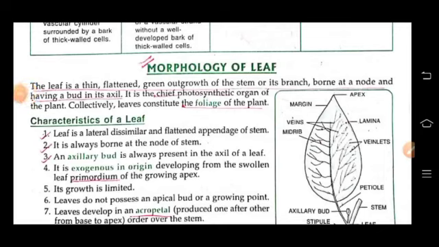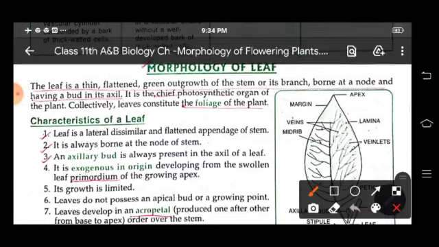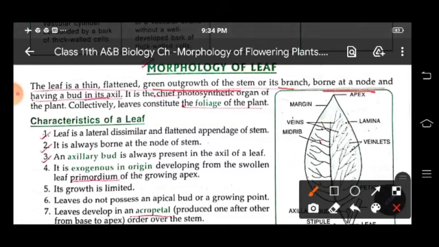Now comes the morphology of leaf. So children, leaf is a thin, flattened green outgrowth of the stem or its branch, which is borne at a node and has a bud in its axil. Now the chief function of leaf is photosynthesis. Collectively, leaves constitute the foliage of the plant.